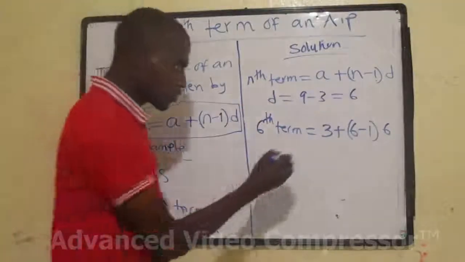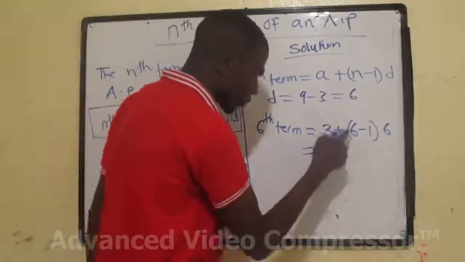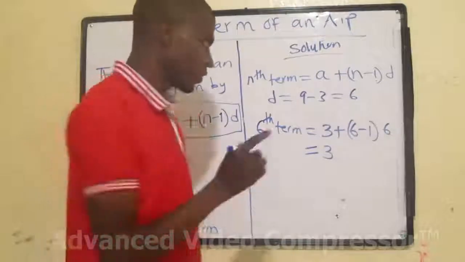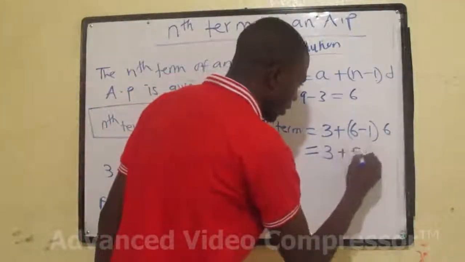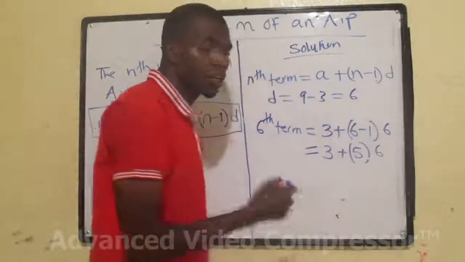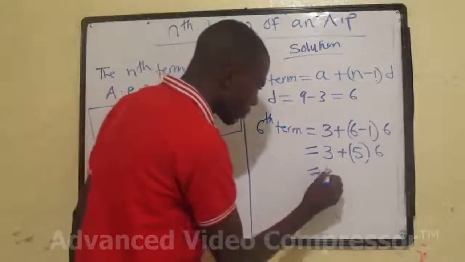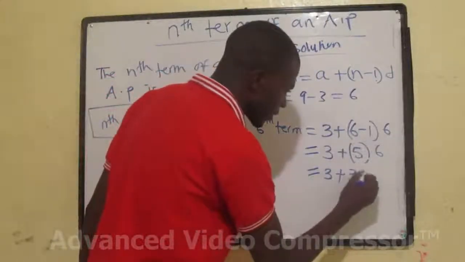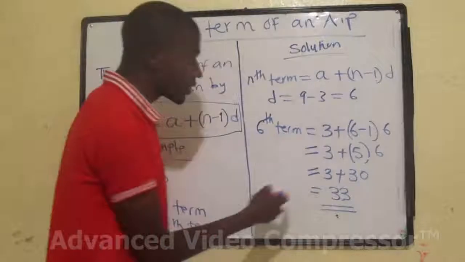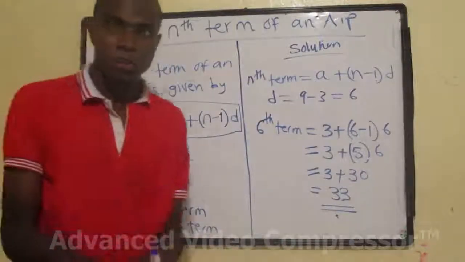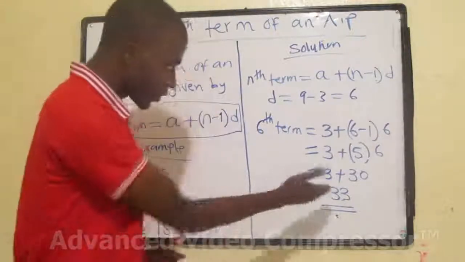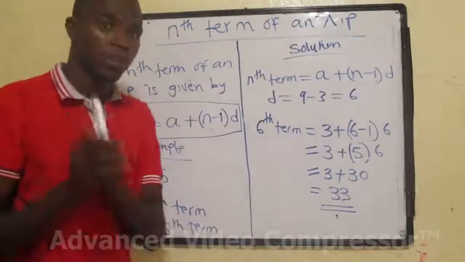Then what do we do? What is 6 minus 1? 6 minus 1, the answer is 5. So we say plus 5 in brackets multiplied by 6. When you see something like this, we are saying multiplication. So this is going to be 3 plus 5 times 6, the answer is 30. What is 3 plus 30? The answer is 33. Is it the same as the previous answer that we found? Yes, it is. By adding, we found 33.